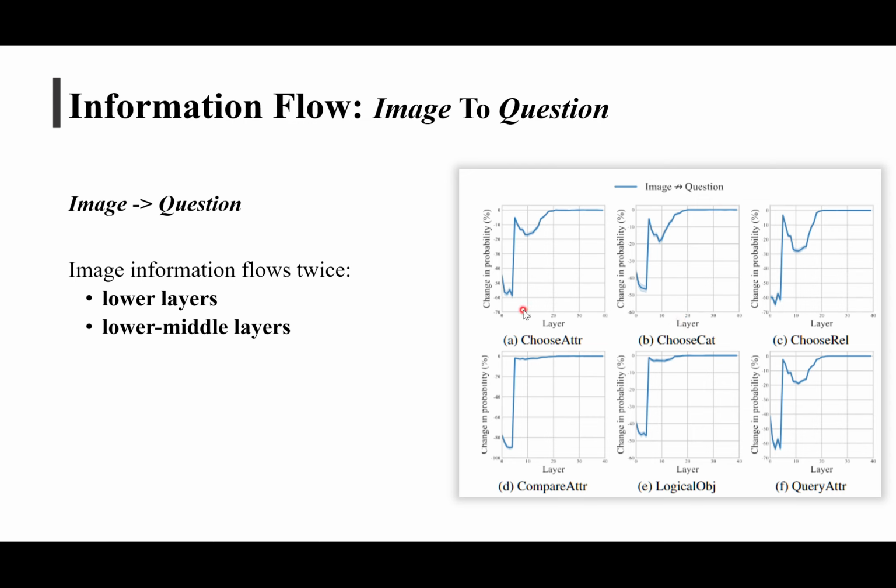So the first drop is in the 0 to 4 layer, and the second drop is around the 10 layer. Even for these two, the second drop is very slight, but its position is similar. It's also around the 10 layer. So that means the information flows from the image to the question two times. First is in the 0 to 4 layer, and second is around the 10 layer.